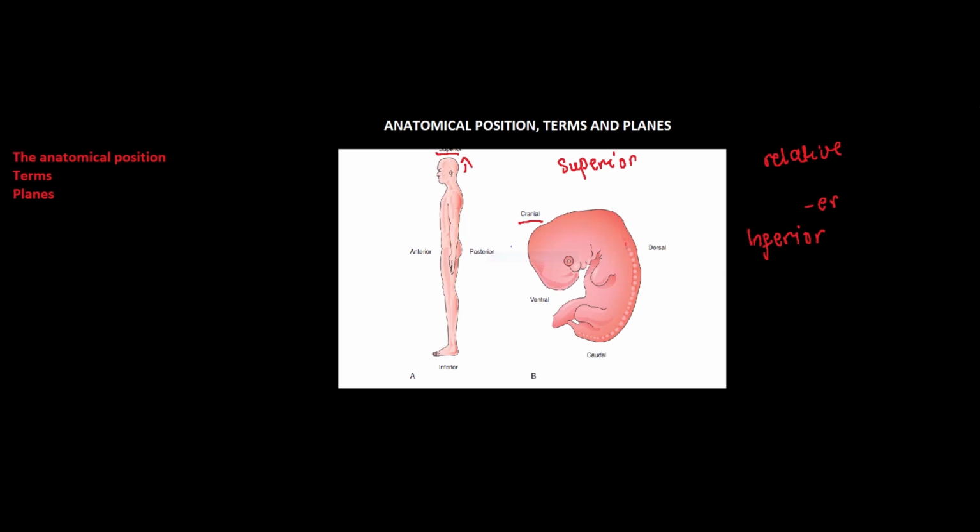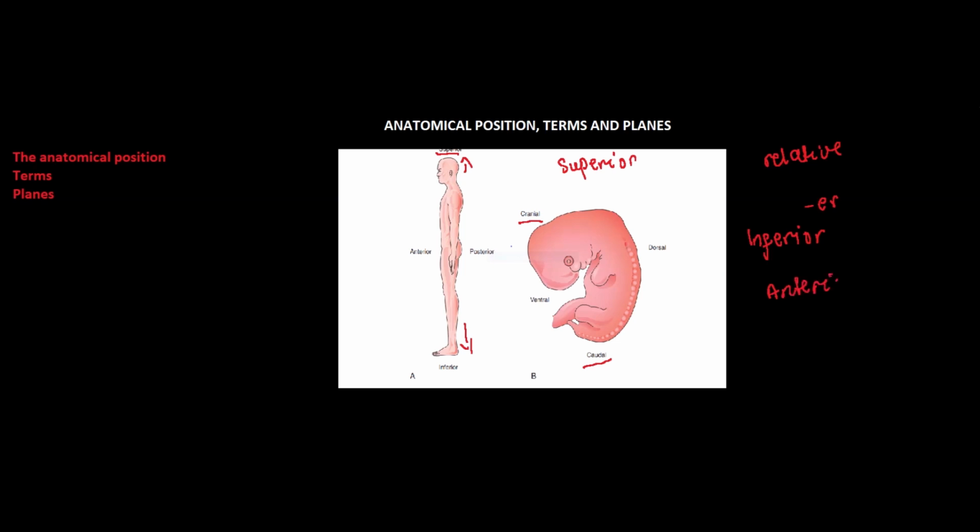Now, inferior means closer to the feet. So the stomach is inferior to the lungs. The stomach is closer to the feet as compared to the lungs. And here we have this representing the inferior region of the body. And in an embryo, inferior is referred to as caudal, that is towards the tail.